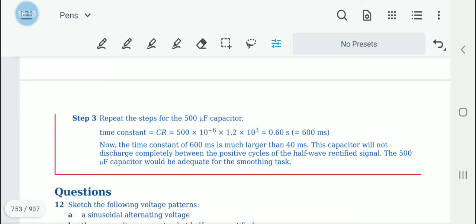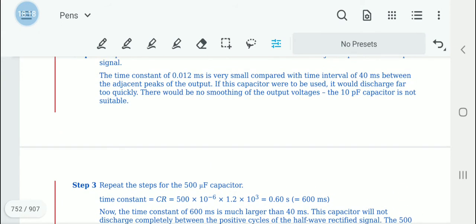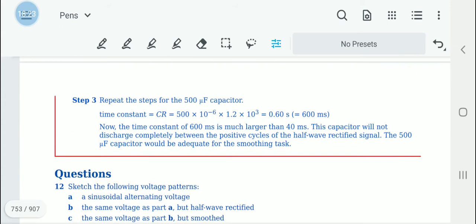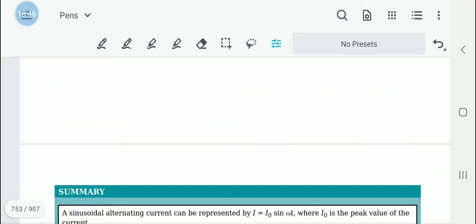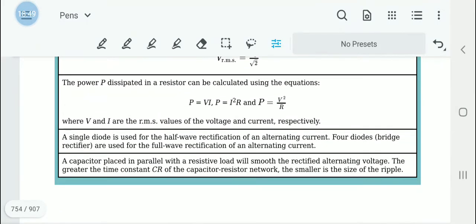For smoothing to happen, the CR should be higher than the time interval. So the time constant here, when we find it, becomes 600 milliseconds. It is larger than 40 milliseconds. So we can understand that what we need is the 500 microfarad capacitor. I hope that makes sense. If you understand that, do questions 12, 13, 14. If you don't, please ask me questions. After you have done it all, please do the end of chapter questions.